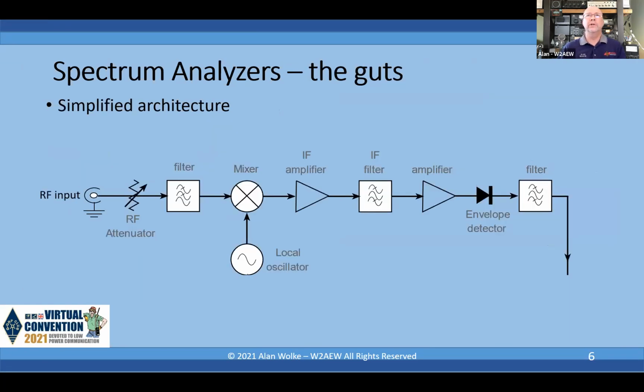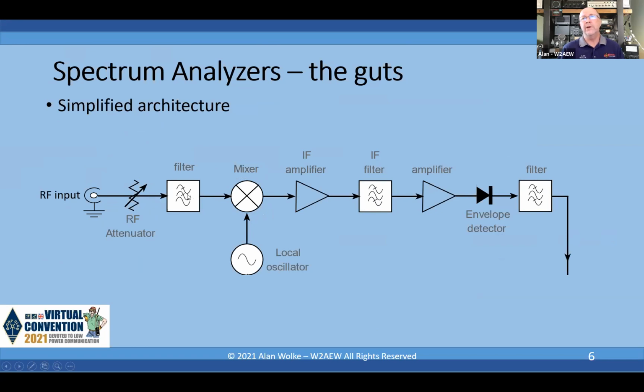So let's look at the architecture, the guts, what's inside a spectrum analyzer. This isn't quite the complete schematic or block diagram, but we'll walk our way through this portion of the architecture first. We've got our RF input over here. The first thing generally available in the instrument is a variable RF attenuator, so that we can control how much power is going into the front end mixer.